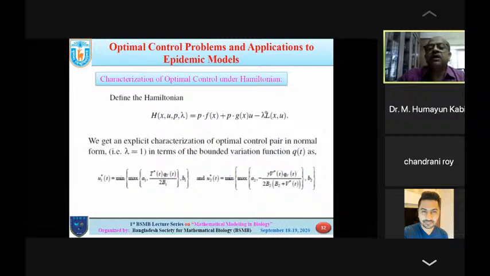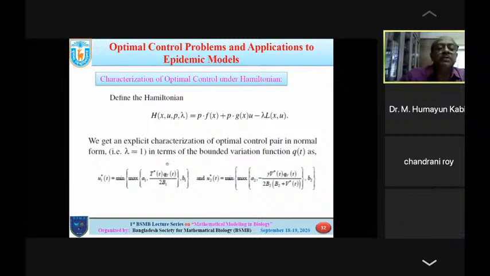This lambda is actually a constant, and usually lambda equals 1 for the normal case, because there is some abnormality if lambda is not 1. Some abnormality arises for the degenerate solution. So for a non-degenerate solution, we need lambda equal to 1 for the normal case.